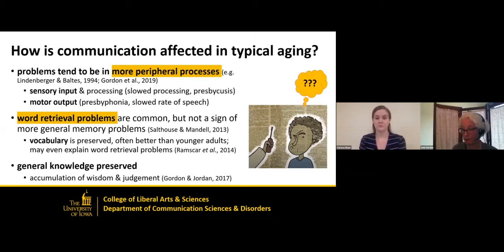Like vocabulary knowledge, general knowledge is well preserved in aging and accumulates throughout the lifespan. And along with the accrual of experience, this accumulation of knowledge can result in better social judgment and even a certain degree of wisdom. So overall, in typical aging, communication declines are pretty minor, mostly in these peripheral processes, and there can even be improvements in communicative abilities.